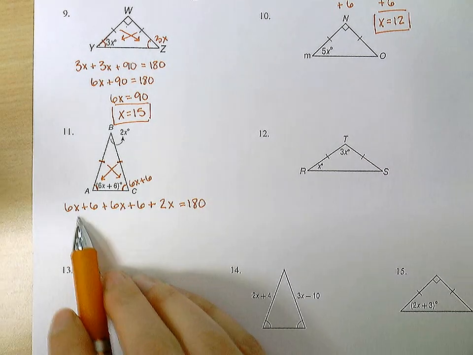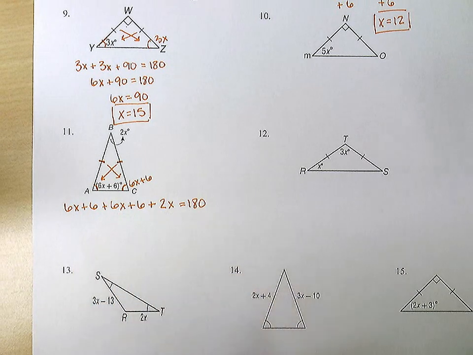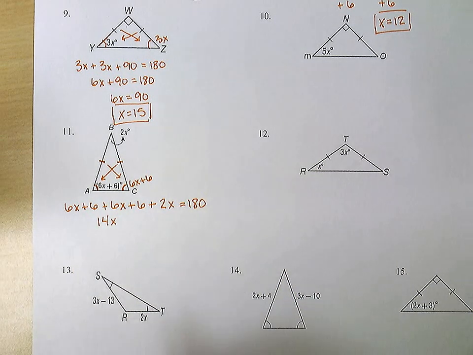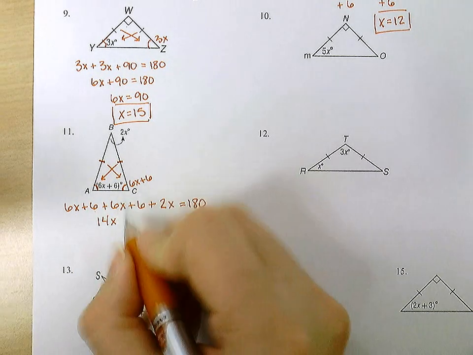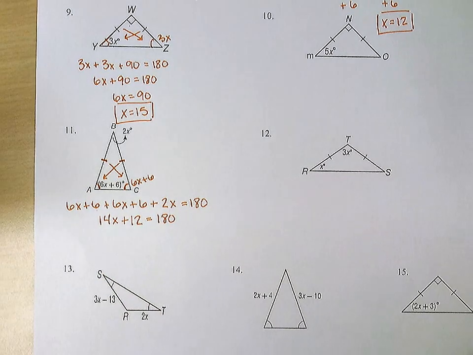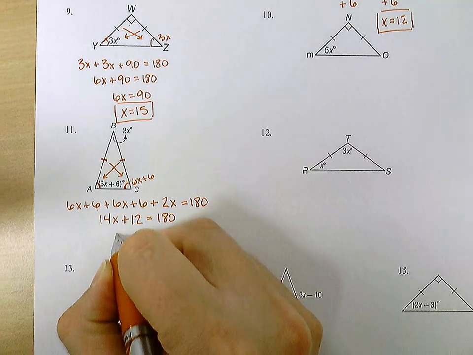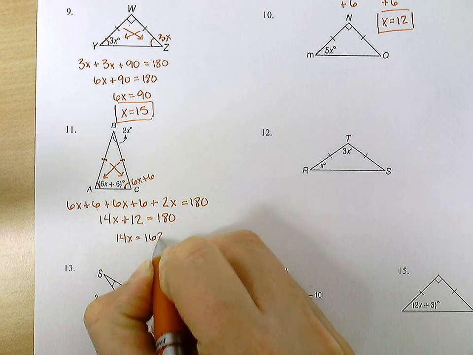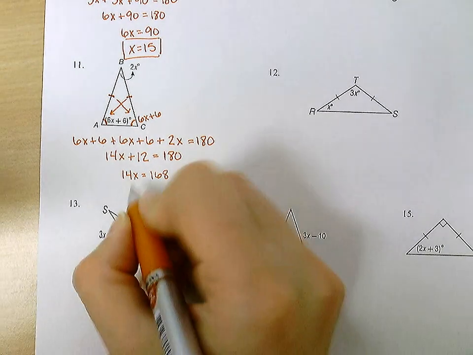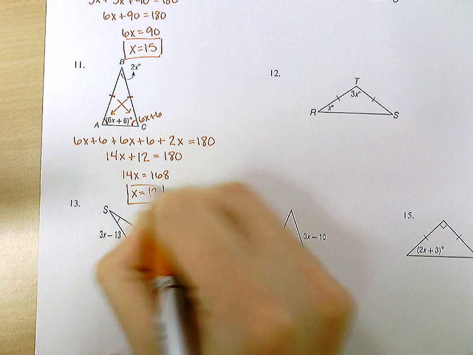Okay, so I can combine like terms on the left-hand side. So I have 6x plus 6x plus 2x. That's 14x. And then 6 plus 6 is 12. That's equal to 180. Subtract 12 from both sides. And divide by 14. x is 12.